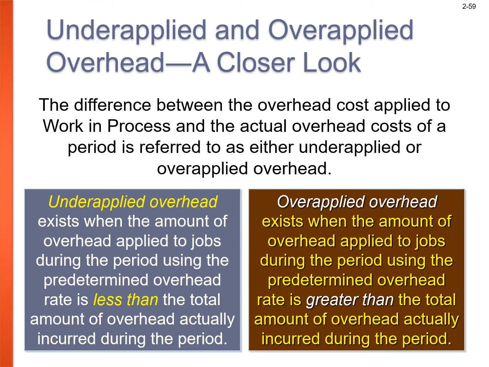So under-applied overhead exists when the amount of overhead applied to jobs during the period is less than the total amount you actually incurred. Over-applied is the opposite, when you apply more than you actually incurred. Well, we have to adjust for that.